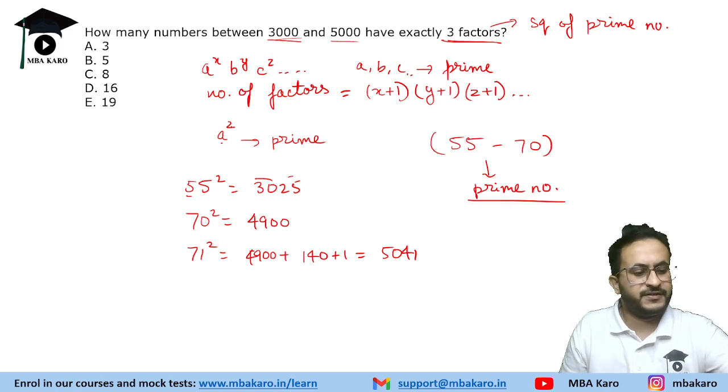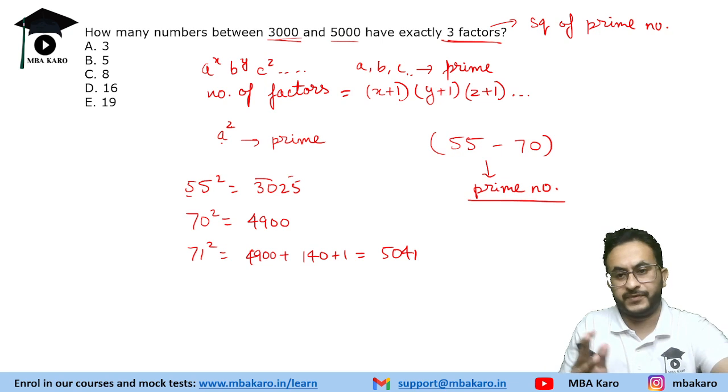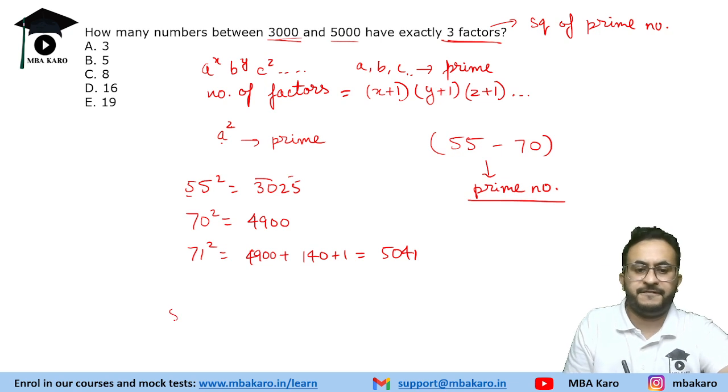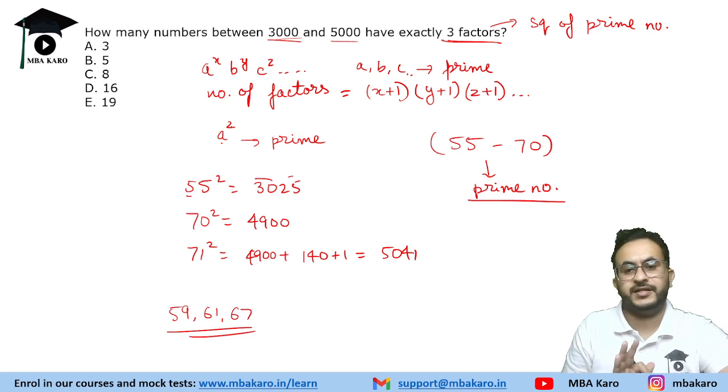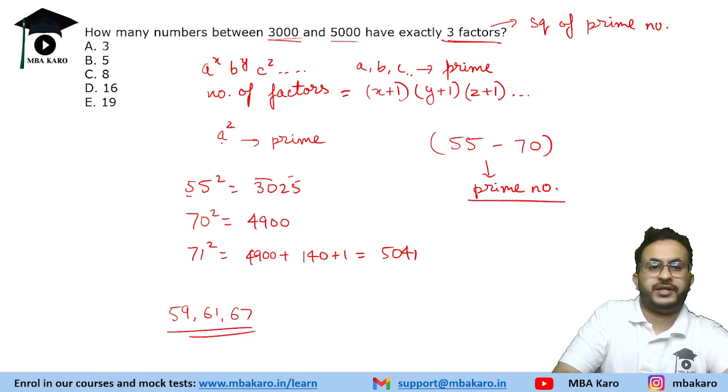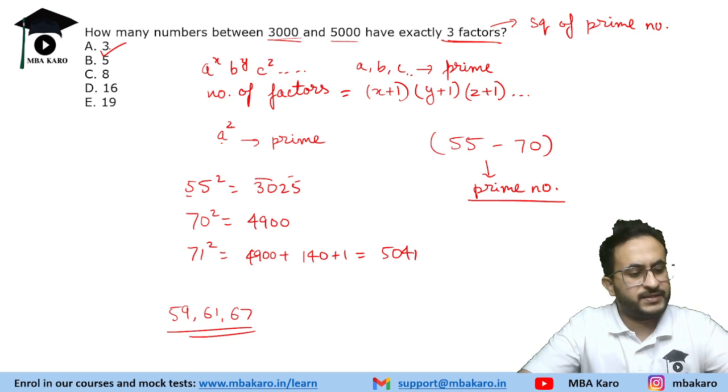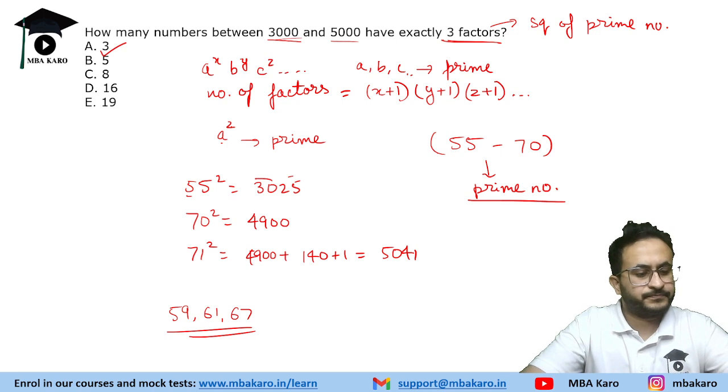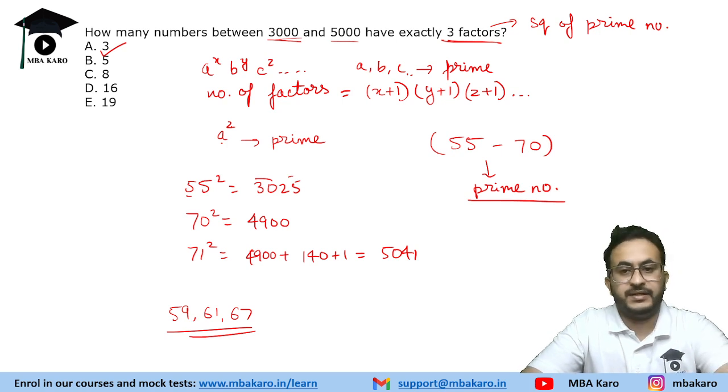And what is that range? 55 to 70. So what are the prime numbers? We have 59, then 61, then 67. So there are 3 such prime numbers. Okay, so the number of such numbers is 3. So 3 numbers have exactly 3 factors in this range.